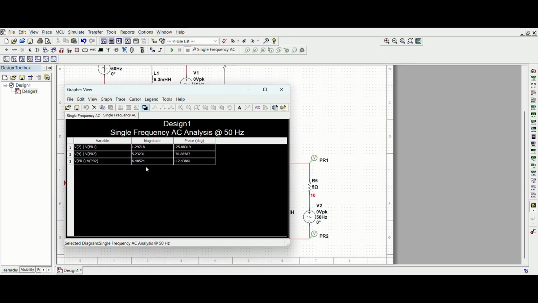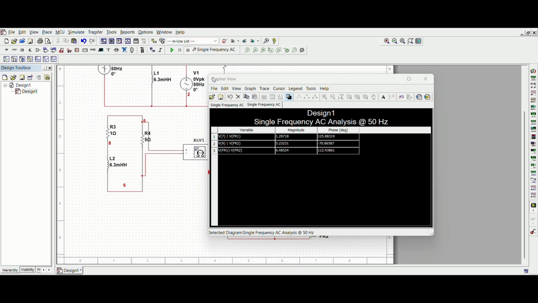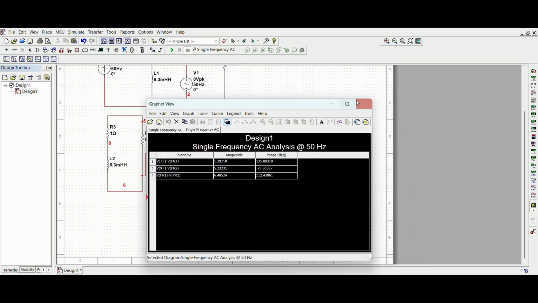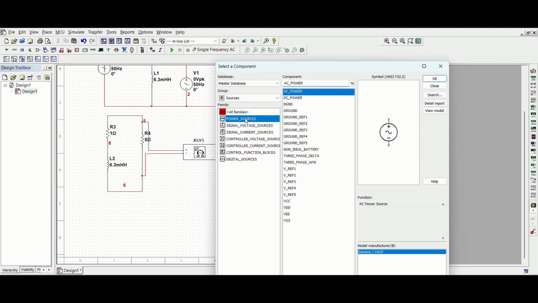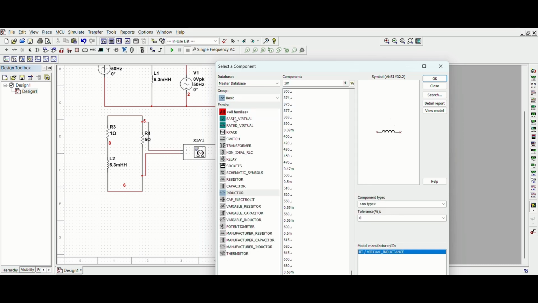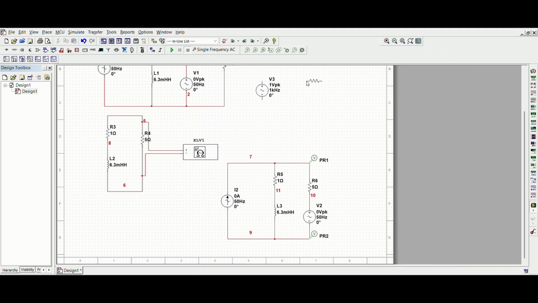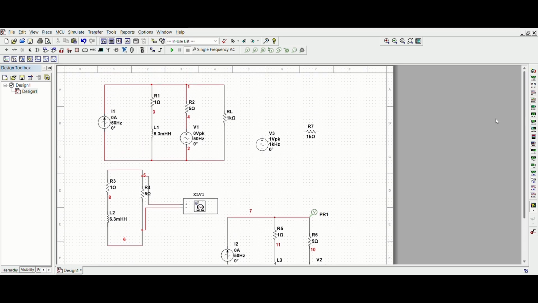Now to make the equivalent circuit, we need one voltage source, and for that we have AC voltage source here. We will use this, and now we need impedance. For impedance, I will use resistance only, because impedance which contains real and imaginary parts is not available in my Multisim version. So here I will use only resistance, and now we need load resistance.